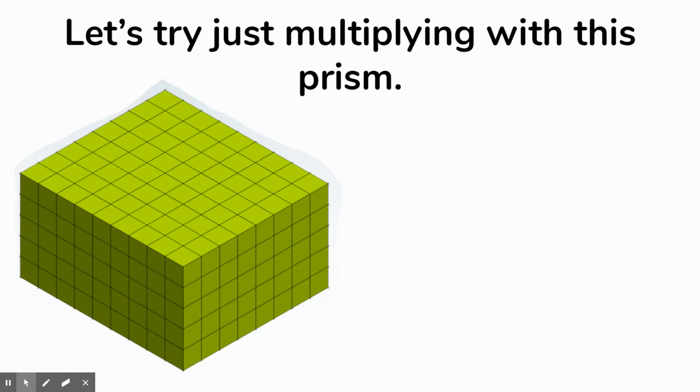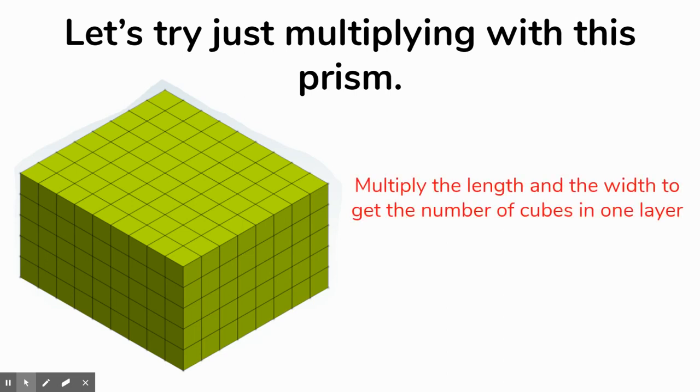So now let's try just multiplying with that problem from earlier. So let's find out the length and the width of the top layer. So we're going to multiply the length and the width to get how many cubes are in the top layer instead of counting. So if we just count the sides, if you count that blue with me, I count 1, 2, 3, 4, 5, 6, 7, 8, 9 cubes. And then I'm going to look for the width, which is that side, and I'm going to count 1, 2, 3, 4, 5, 6, 7, 8 cubes.